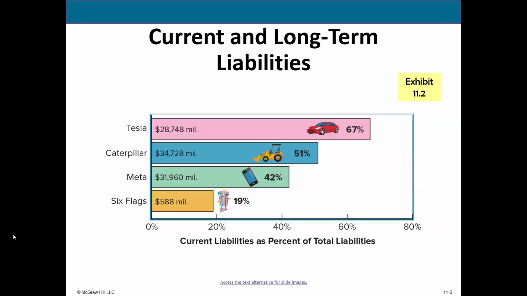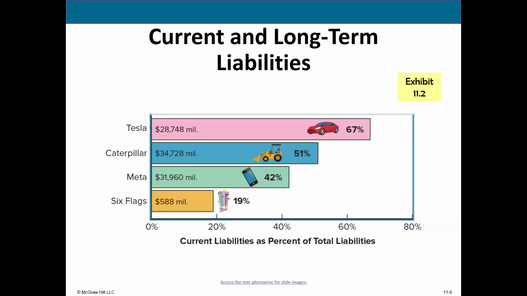So next, I'm going to show you just quickly some other examples of current liabilities as a percentage of total liabilities. Remember, current liabilities being due within 12 months or less. So here are a couple of very well-known companies, Tesla, Caterpillar, Meta, and Six Flags. We can see that Tesla's current liabilities makes up 67% of their total liabilities, which is super, super high. That makes me nervous as a potential investor.